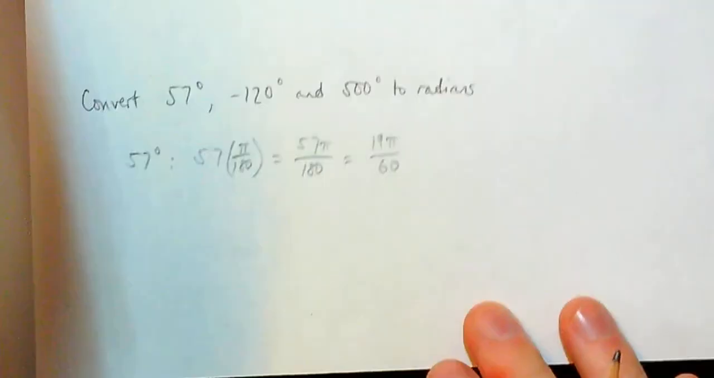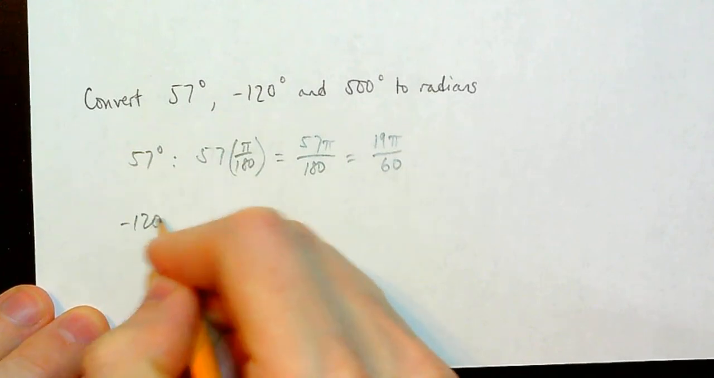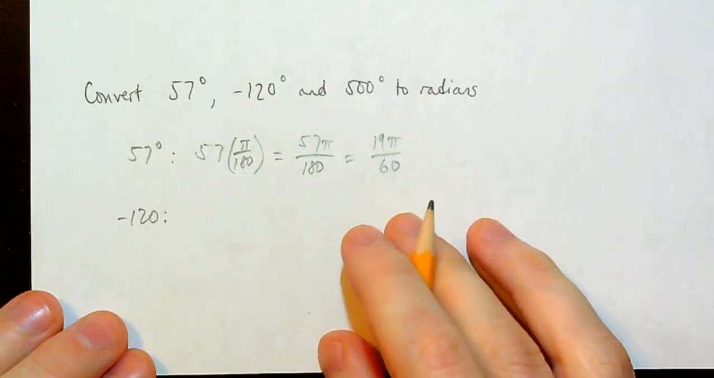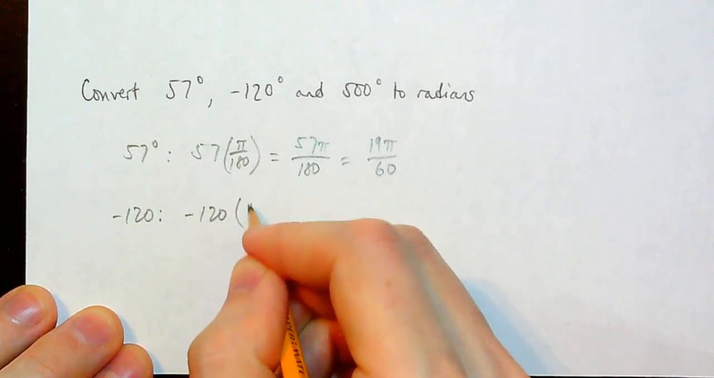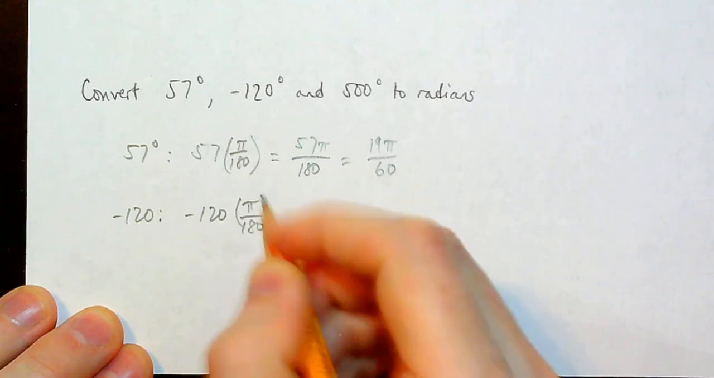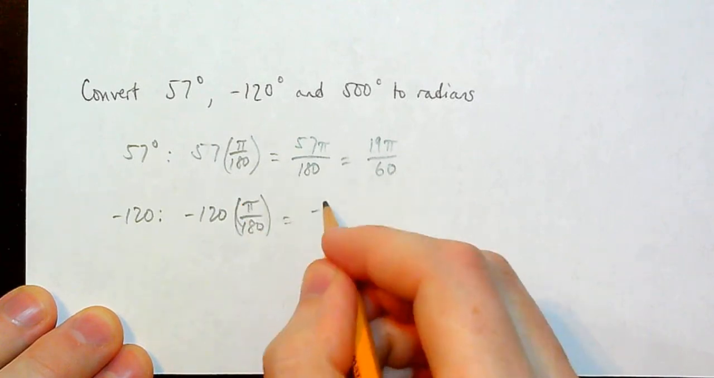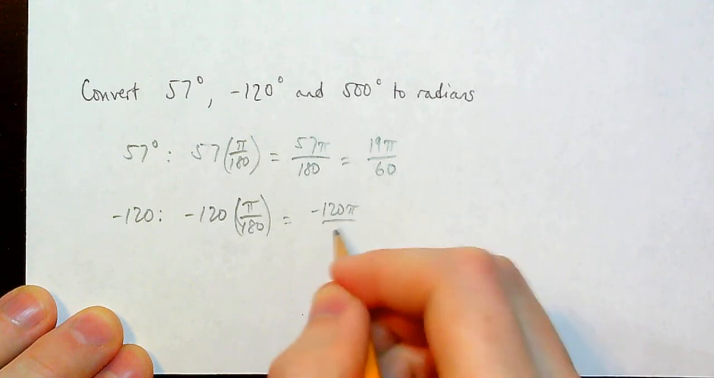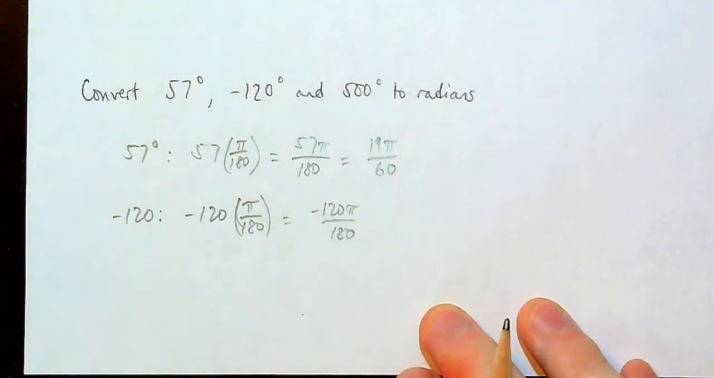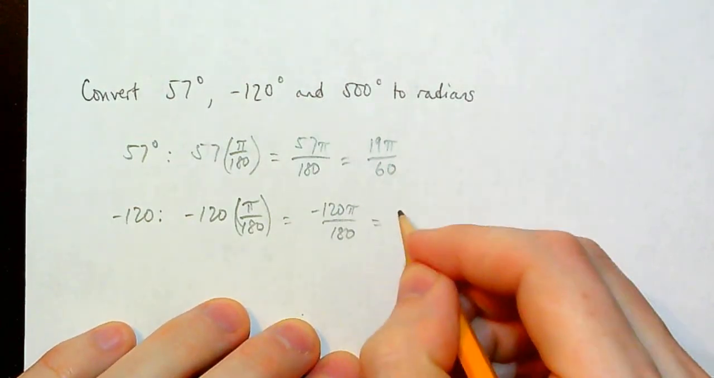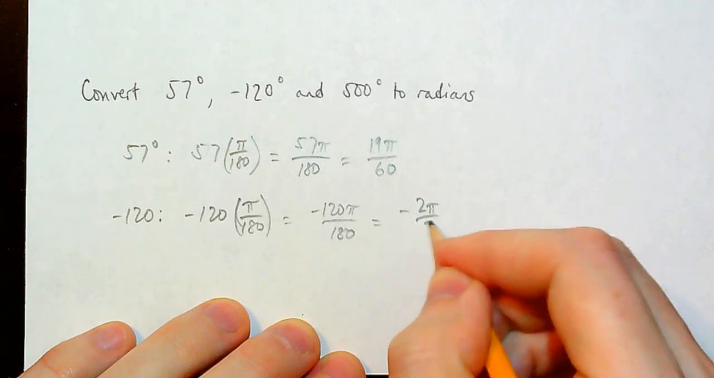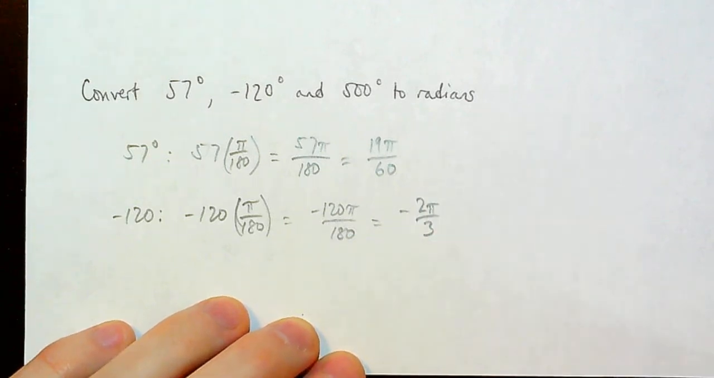For negative 120, it's just going to be negative 120 times pi over 180, or negative 120 pi over 180, and this is equal to negative 2 pi over 3 in the end. Those two numbers on the top and bottom each contain a common factor of 60, which we can pull out and then cancel out.